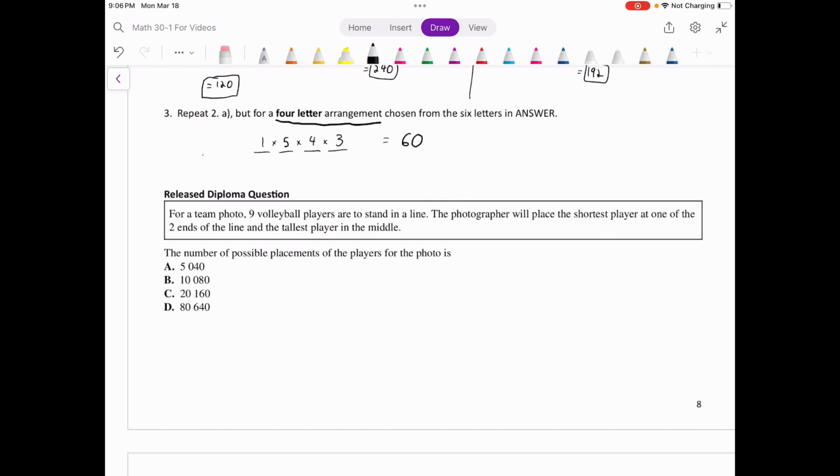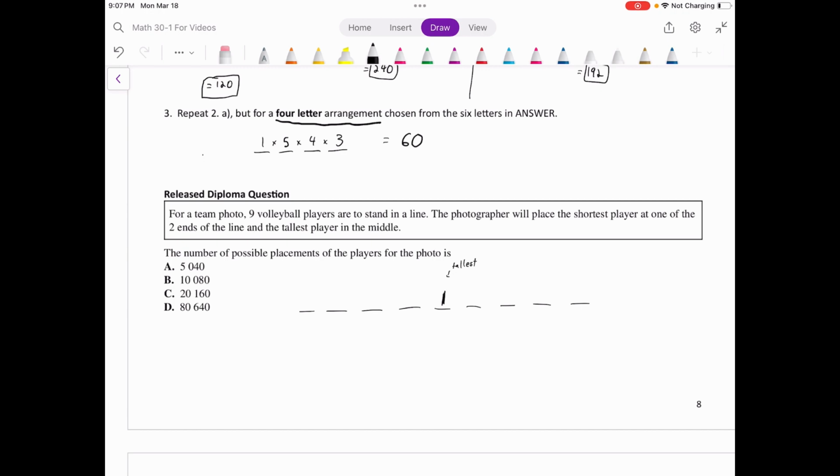So let's think about this. Again, we've got 9 players. We want to know how many ways there are to arrange them that satisfy these conditions we have to satisfy. So 1, 2, 3, 4, 5, 6, 7, 8, 9. Now, we do know that the tallest player has to go in the middle, right? So we know that the tallest player, 1, 2, 3, 4, 5, right there would be the middle. Yeah, 4 on either side of them. So that's our tallest player. Only one choice for the middle, okay?